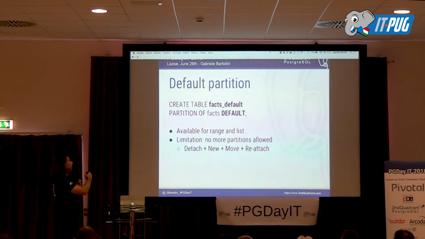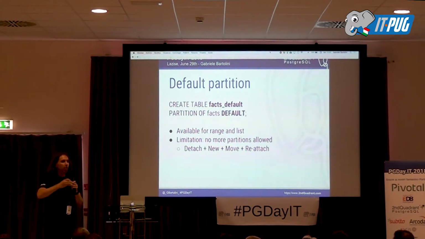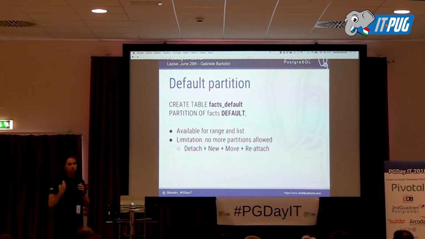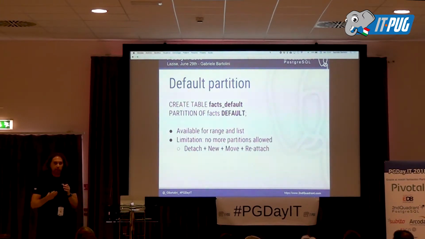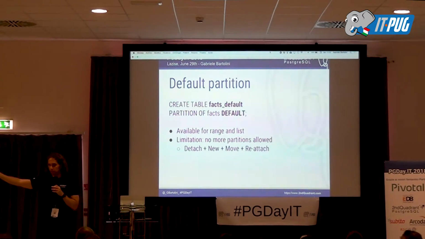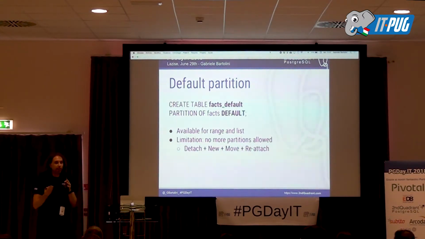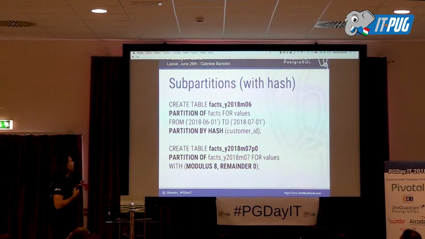This is how you define the default partition. So in case you insert a record that doesn't belong to any other partition, it ends up here. It's got some use cases. It's not perfect because there's a limitation. Once you add a default partition, you cannot add any more partitions. Okay? It means you need to detach the default partition, create a new one, move the records, and reattach. So there's a bit of maintenance, but some people might find it useful.